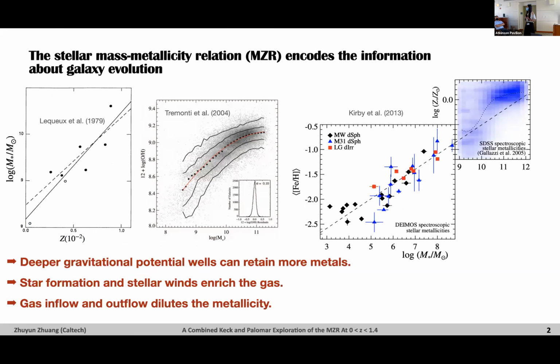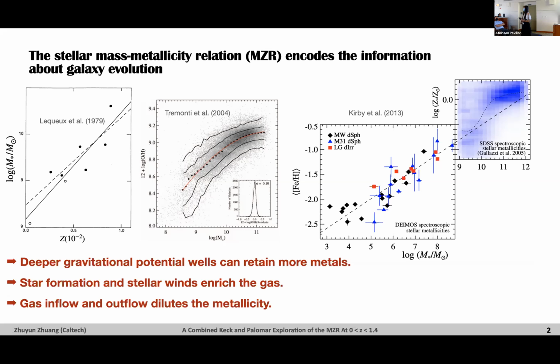And later, a much larger sample study of local star-forming galaxies from the SDSS database also confirmed this trend, by Tremonti et al. And a similar correlation was observed between the stellar mass and the stellar metallicity measured from the iron abundances. And several factors can play a role in shaping these observed MZR.